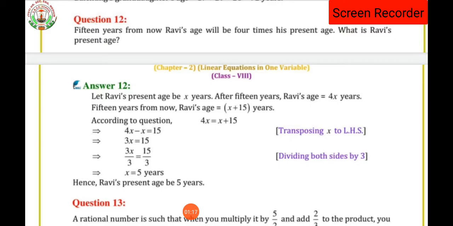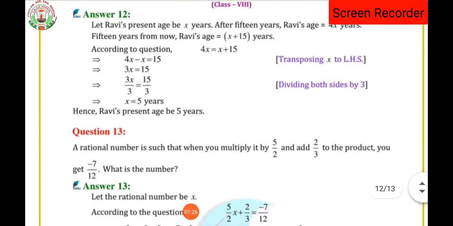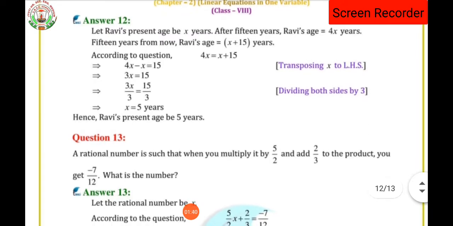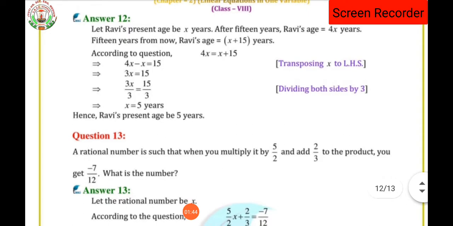So what is Ravi's present age? It is asked in the question. So look at the solution. What is said in the question? As we have to find Ravi's present age, let the present age of Ravi be X. Then after 15 years, Ravi's age will be 4 times the present age, so that will be 4X, and 15 years from now Ravi's age will be X plus 15 years. Have you understood?